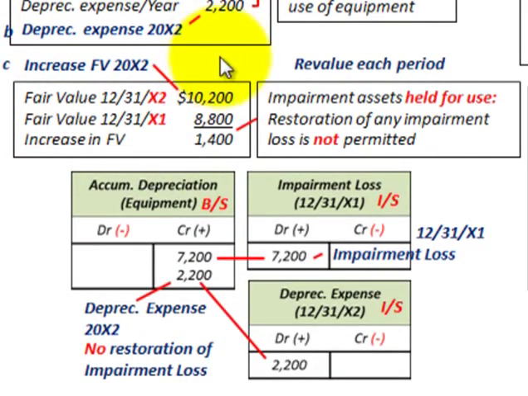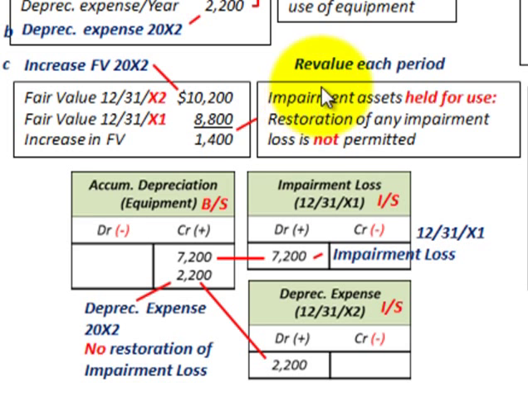Now we reevaluate these assets each period. We've done that for 20X2, and we determined that we have an increase in our fair value. So our fair value on 12/31/X2 is now $10,200 on this asset, and we compared that to our fair value in 20X1, the previous year, which was $8,800. So the difference is an increase in fair value of $1,400.